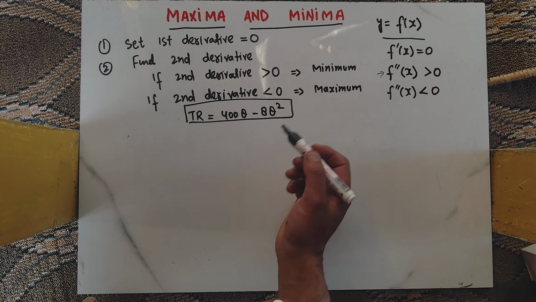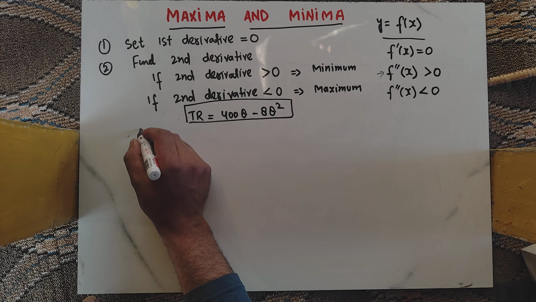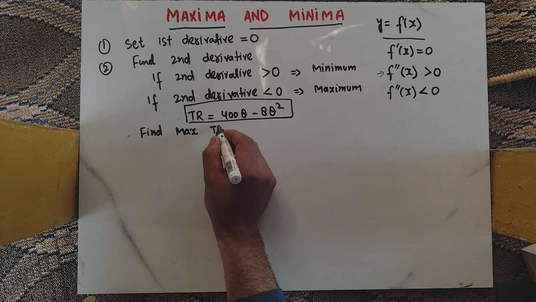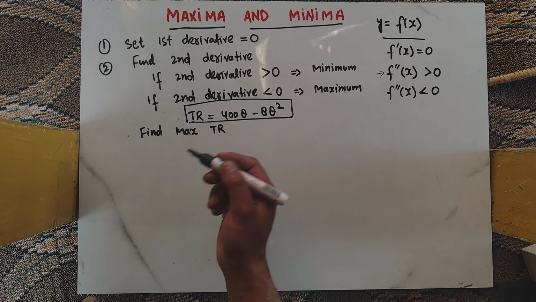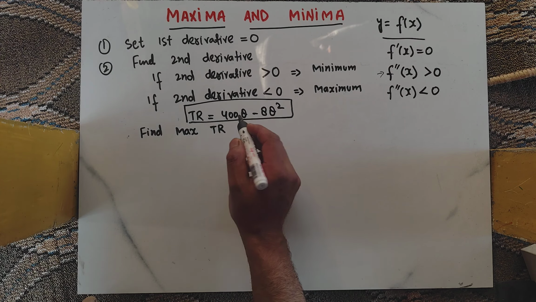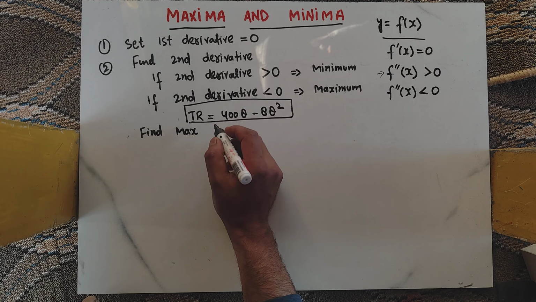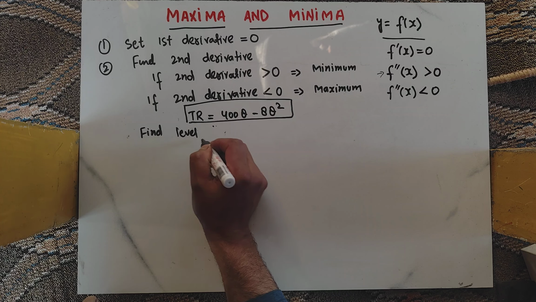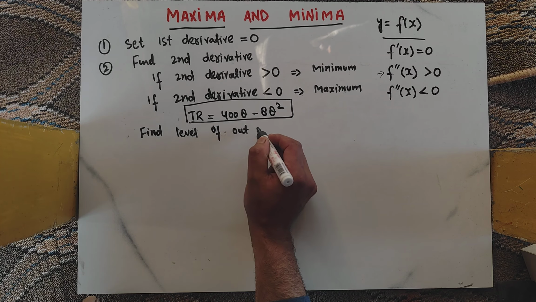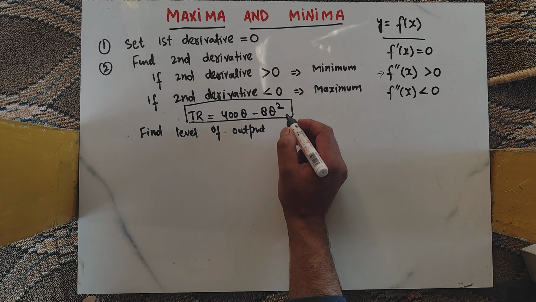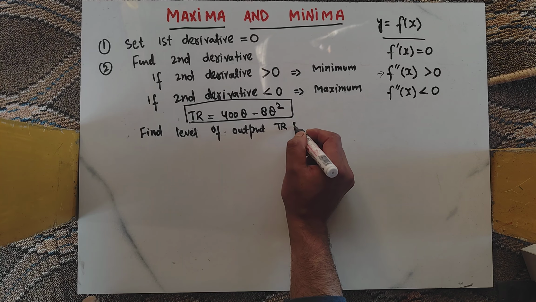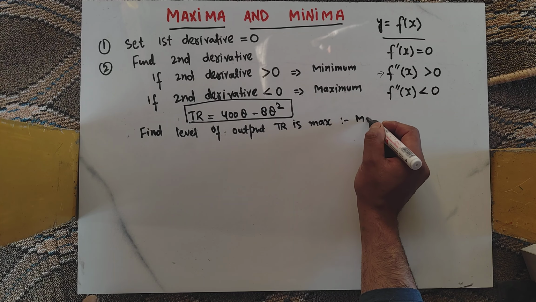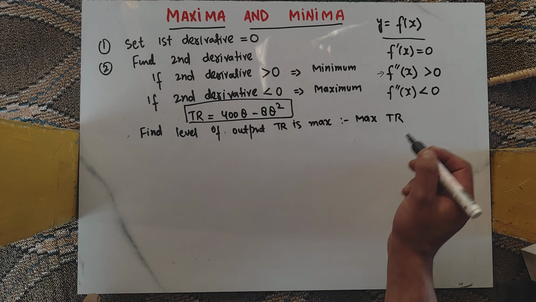Let us suppose we have this total revenue function and we are supposed to find the maximum total revenue, or rather, find the level of output where total revenue is maximum, and find out the corresponding maximum total revenue. If this is our question, how do we solve it?